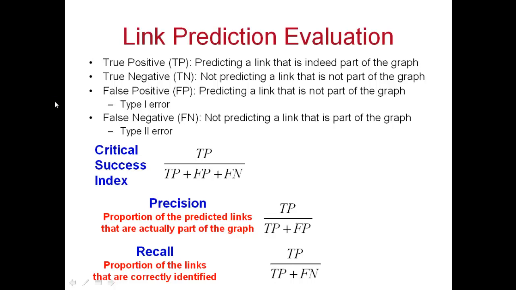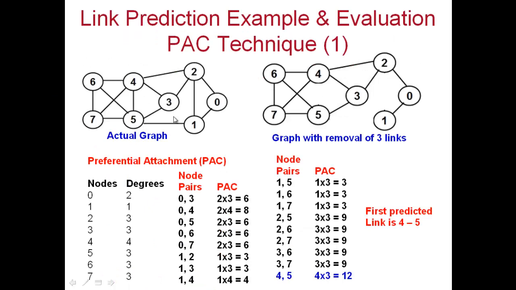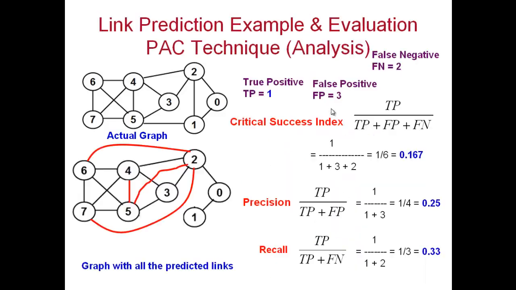Okay, before I do this, let me go through what we're going to do. You're going to be given a graph, so I call this the actual graph. Let us say I'm going to randomly remove 3 links from this graph, and I'm going to predict 3 links using each of the link prediction techniques. So this is the actual graph, and these are the links that are predicted. And as I said before, in case of a tie, whatever the number of links that are in a tie could be predicted.